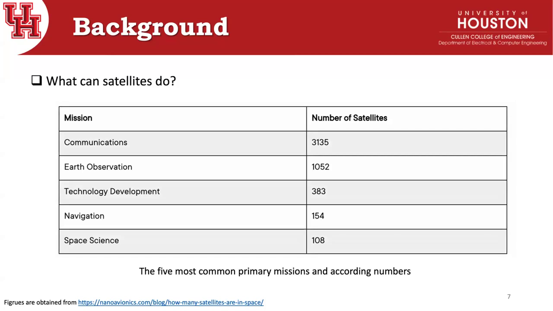Here I have a summary of the most common missions of the satellites. So as you can see, the satellites can work for communications, Earth observation, technology development, navigation, and space science. And from the number of satellites, as you can see, the number of communication satellites is the highest one. So it is very important.